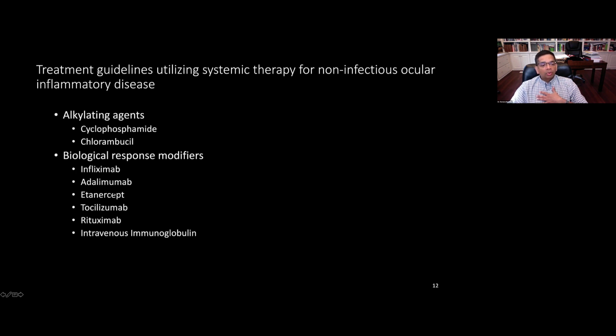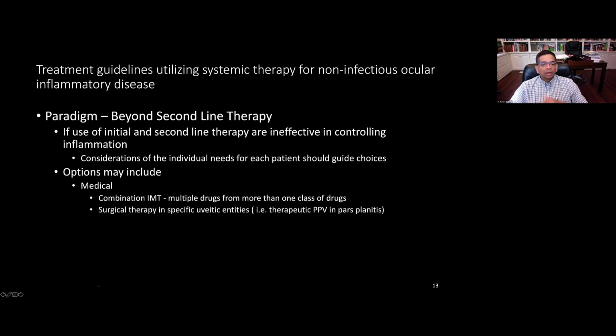And biologic response modifiers such as Infliximab, Adalimumab, and Tocilizumab are typically the three that I use as second or third line agents. And typically these are third line agents when methotrexate or CellCept or Imuran have failed. So this is kind of beyond second line therapy. Sometimes we use a combination. We add the third line agents if the second line agent and the steroids aren't working. And we may use a combination of drugs.